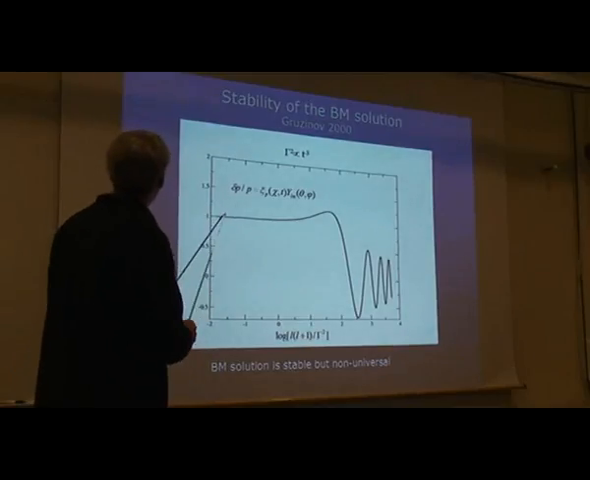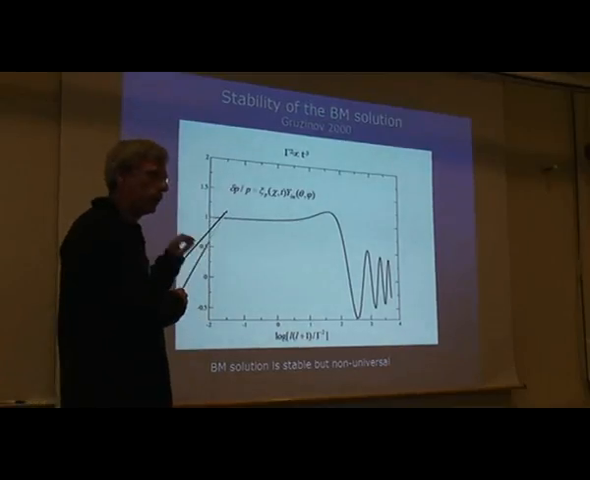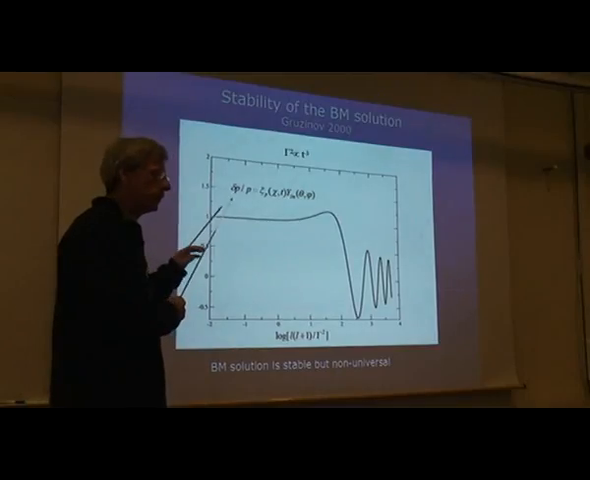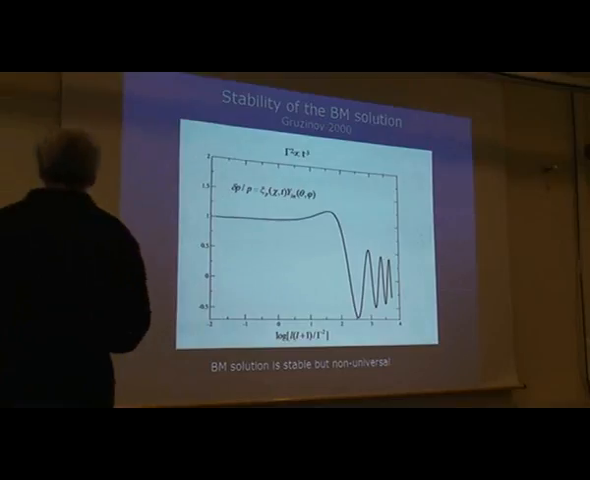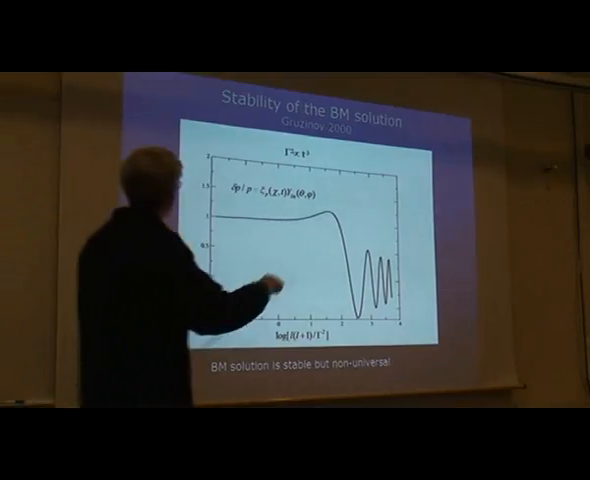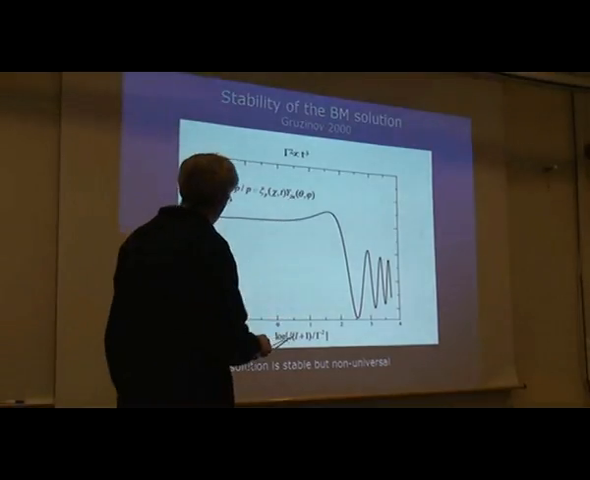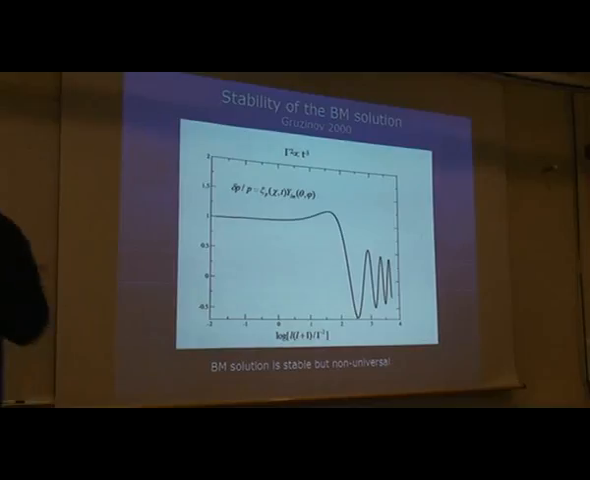No, sorry. What you see here is delta P over delta P at T equals 0. It's just normalized to the initial amplitude, so one corresponds to the initial amplitude. It's delta P over T over delta P at zero. That's what you're saying.